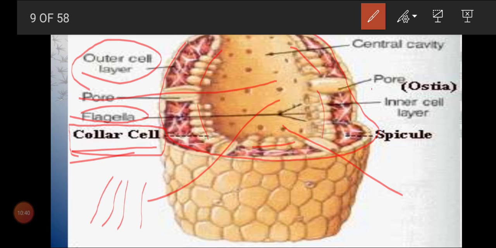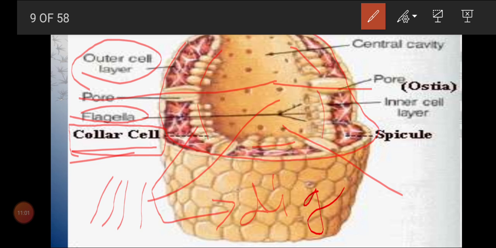And we know the water will contain so many zooplanktons and phytoplanktons. It will be filtered, and where the digestion will take place, because here there is no digestive organ at all, because it is a cellular level. So where would the digestion take place? Digestion will be there in the collar cell.